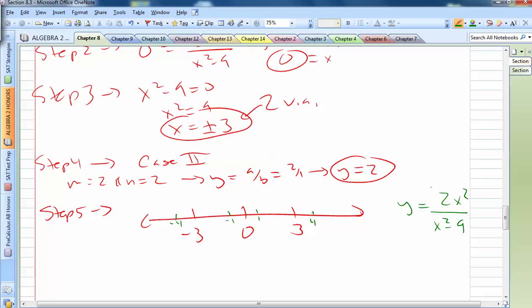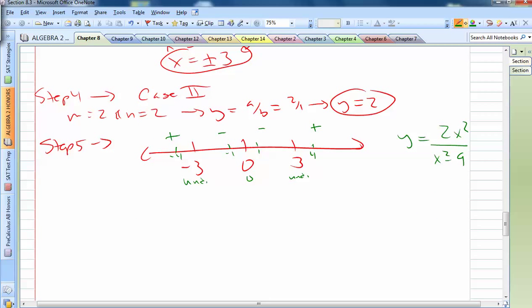So if I plug negative 4 in, I will get a positive value for y. If I plug negative 1 in, I get a negative value. Likewise, if I plug 1 in, it's negative, and if I plug 4 in, I get back to being positive. And remember, at negative 3 and 3, y is undefined, and at 0, y is 0.